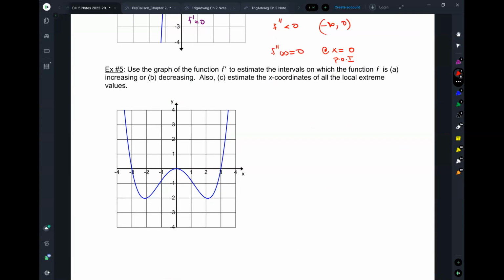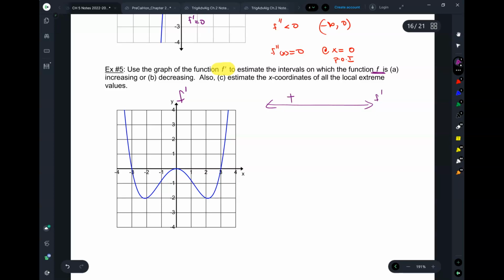Okay, now the next one. This is where calculus is really getting like calculus, because you have to now really read the instructions. It says use the graph of f prime to estimate where f is increasing or decreasing. So now this graph is f prime, not f. Let's see the relationship. Whenever f prime is positive, what's f doing? Increasing. When it's negative, f is decreasing.